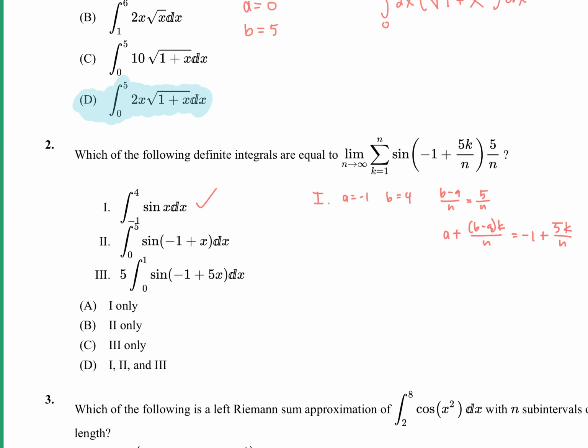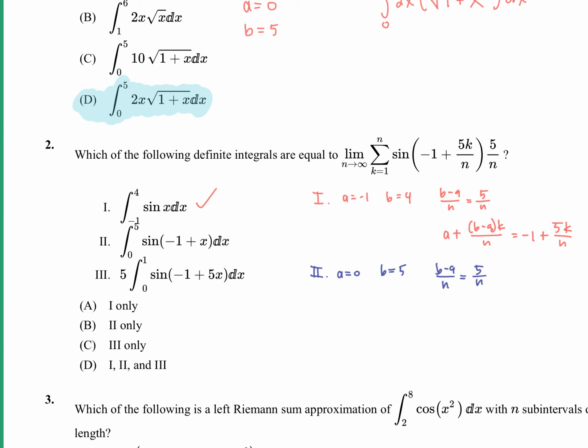Okay, let's look at the second one. The lower limit is 0 and the upper limit is 5, so a is 0 and b is 5. That means b minus a over n, same as before, is 5 over n. So that checks out. We should have a 5 over n on the outside, so that's good.